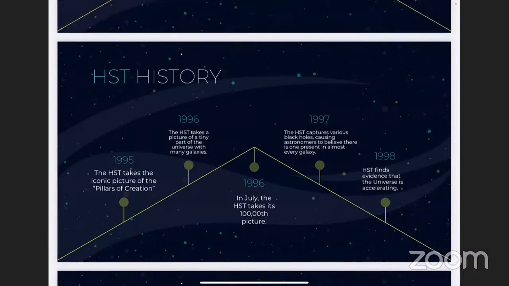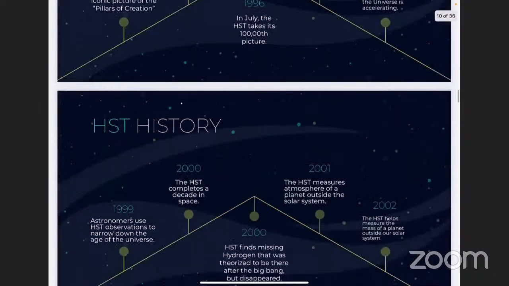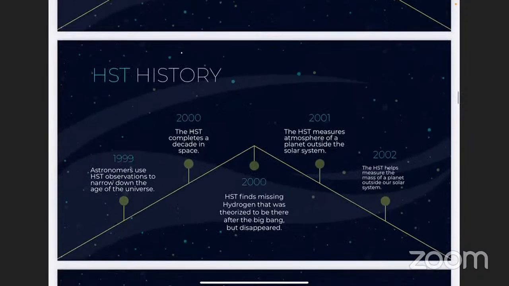In 1998, it found evidence that the universe is accelerating because everything in the universe was moving far from itself, basically, like it was expanding. And in 1999, astronomers used the Hubble telescope observations to narrow down the age of the universe, which is presumably 13 billion years.